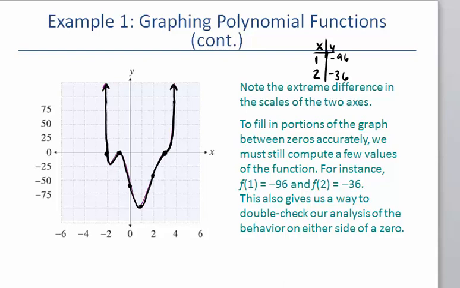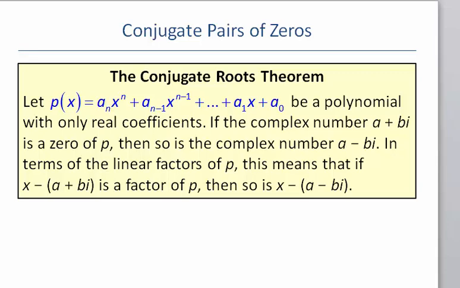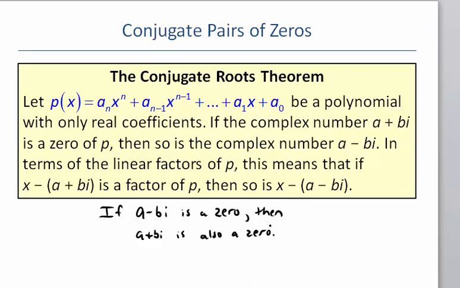All right, so the next thing that we look at is what's called the conjugate root theorem. This says that if a minus bi is a 0, and I'm just summarizing here, then the conjugate, which is a plus bi, is also a 0. It has to be by this theorem. So it says that if you know one of them, you definitely know the other one if you're talking about a complex number 0.